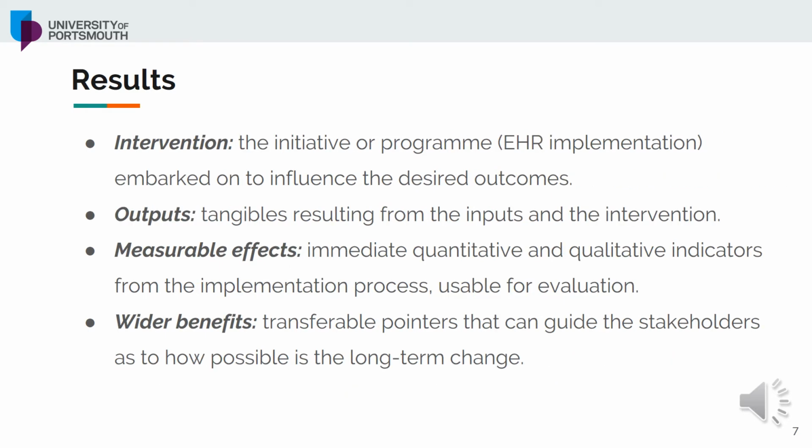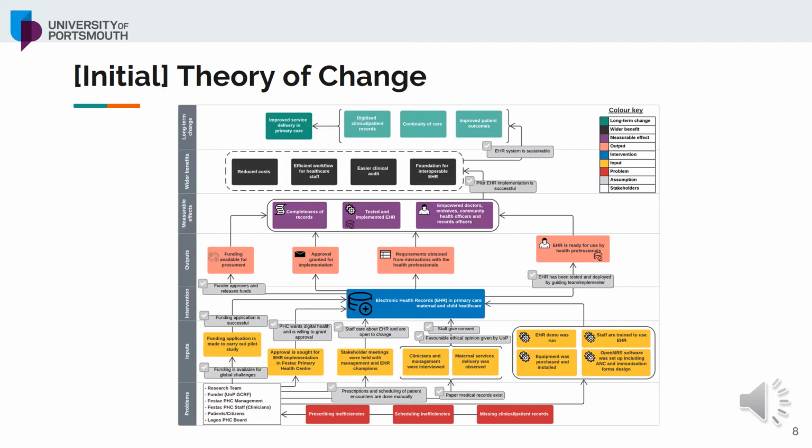The intervention here is the EHR implementation. The outputs are the results and tangibles coming out from the inputs. The measurable effects are indicators that we could easily measure for a start in a short time. The wider benefits are also indicators, but we can transfer them to other EHR implementations.